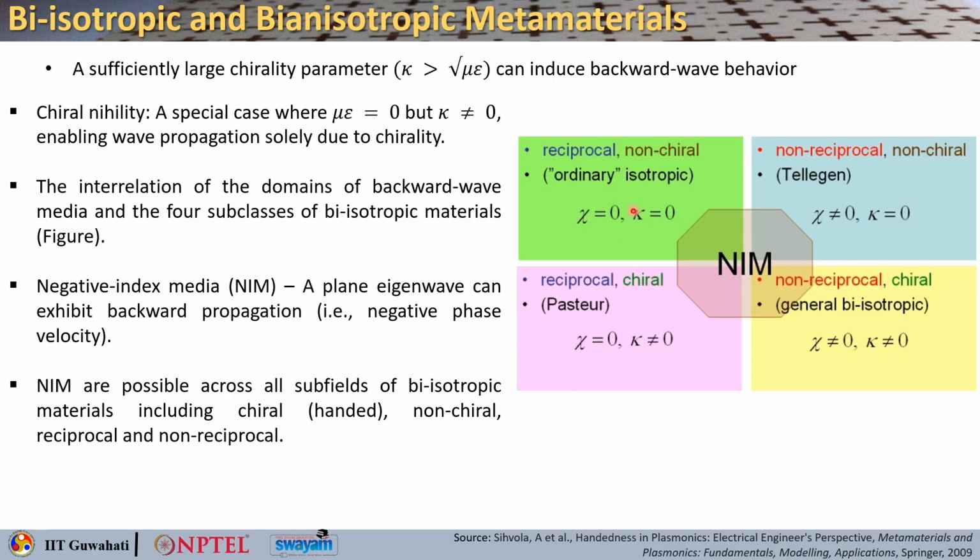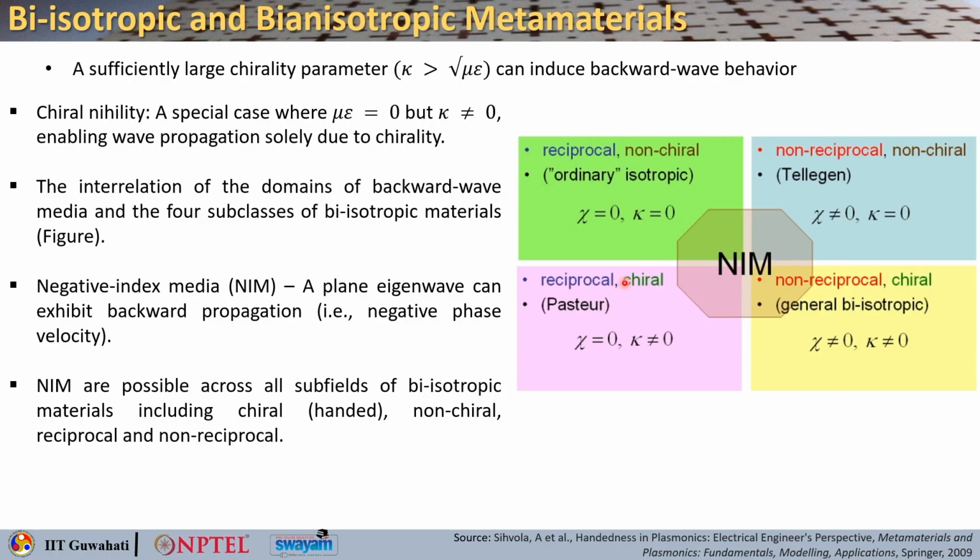So, there can be a reciprocal chiral medium, which is basically the passive medium. The chirality parameter is non-zero. So, you have kappa non-zero, but reciprocal, so chi equals 0. On the other hand, you can have non-chiral but non-reciprocal also, that is the Tellegen medium. That is typically chi not equal to 0, but kappa equals 0, and then you can have non-reciprocal and chiral. This is the general biisotropic medium where both are basically non-zero.